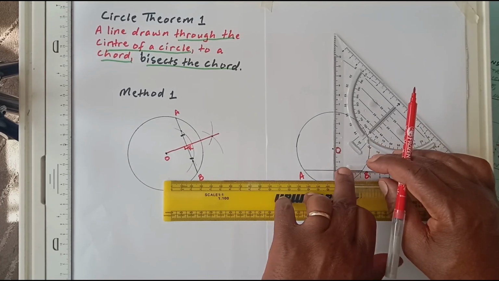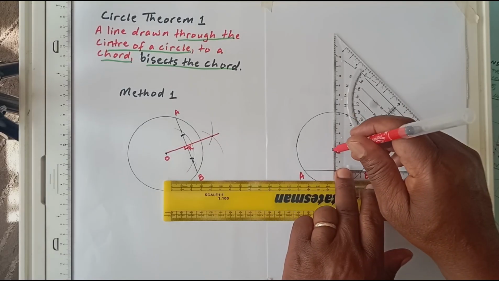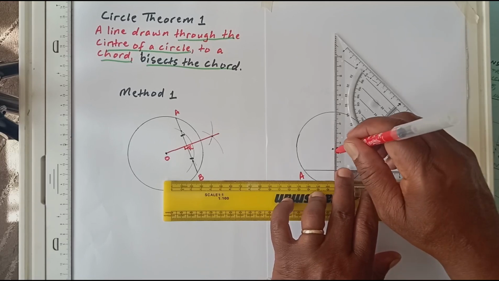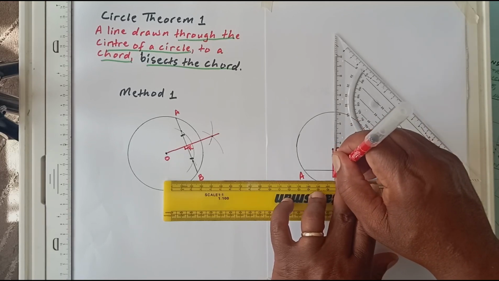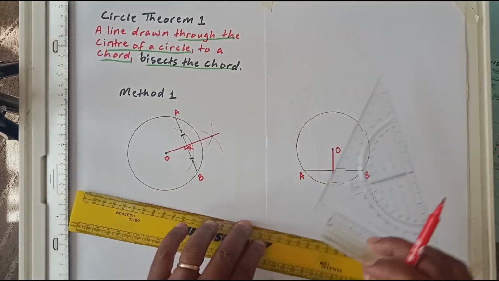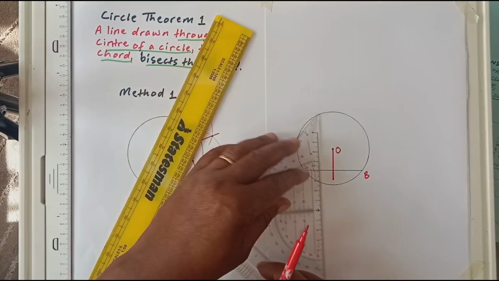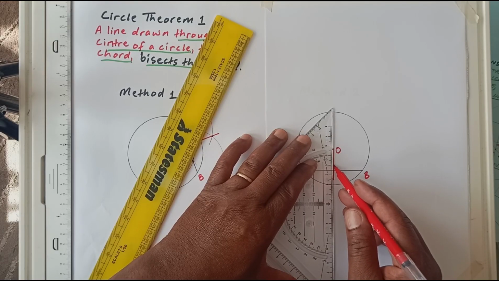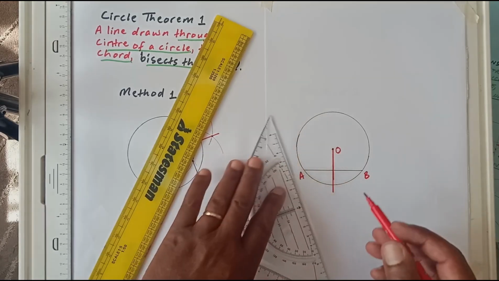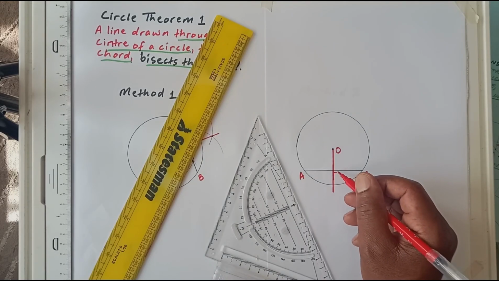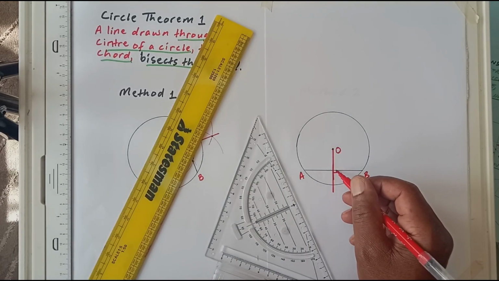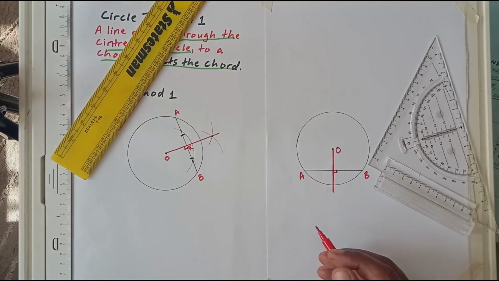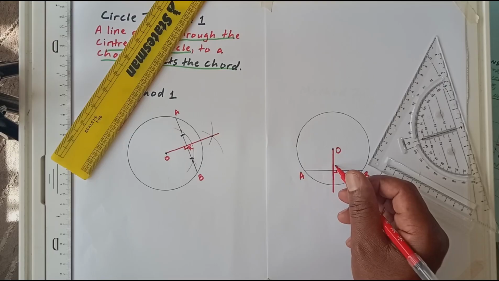So through the center of the circle, I can draw a straight line. Okay, so this line here, when extended, is at 90 degrees. So it creates an angle of 90 degrees here, just like the first one. So the red line is at 90 degrees to the chord. We can call this point E.